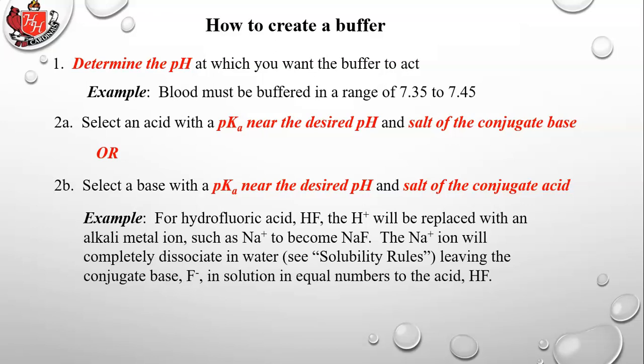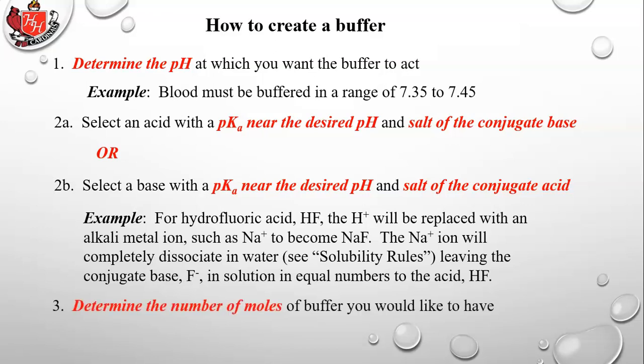You can go get a bottle of sodium fluoride out of a storeroom in chemistry. You can't get a bottle of fluoride ions. You can't have ions in a bottle. You can't do it. So you got NaF. When you put that in the water, the Na ion will completely dissociate in water, see the solubility rules, leaving the conjugate base F minus in solution in equal numbers to the acid HF. And that's what you want with a buffer, is equal numbers of the weak acid and the conjugate weak base.